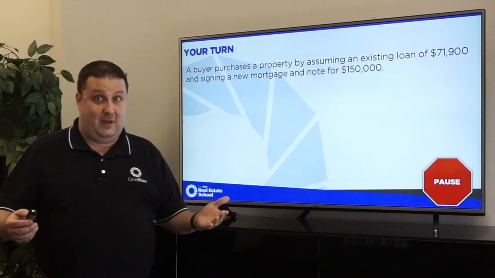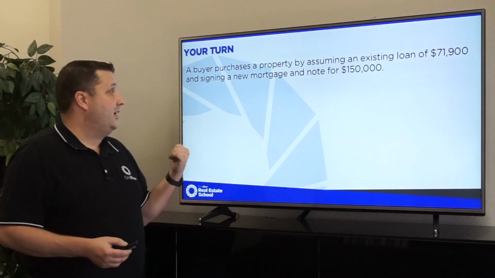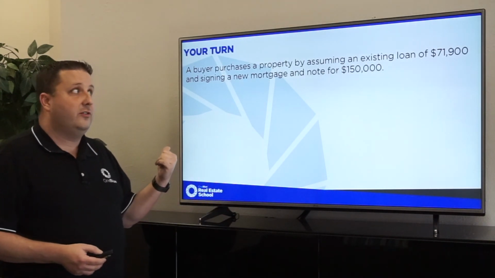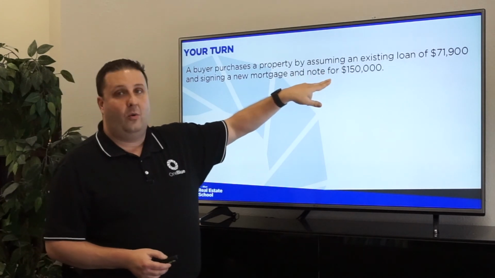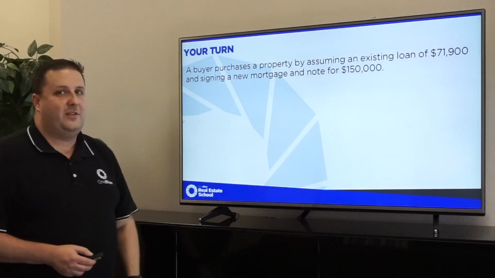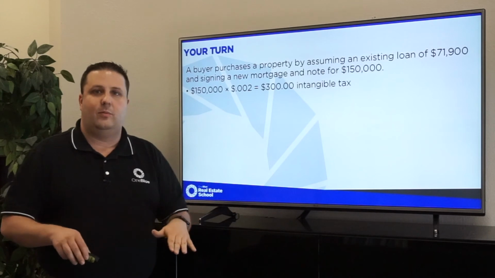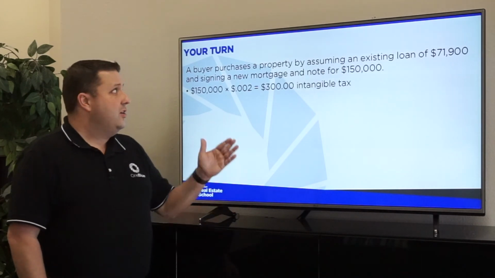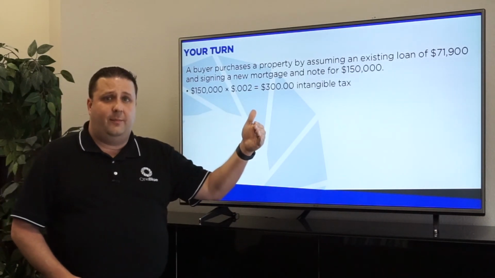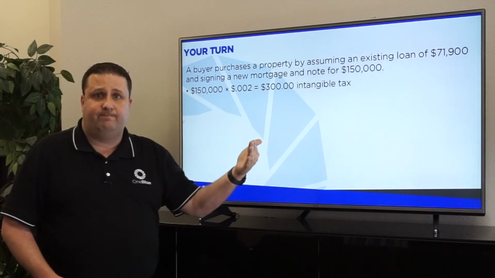Welcome back. Have an answer? Let's take a look. Which one do we use? The $71,900 or the $150,000? If you said the $150,000, you're smart. Times 0.002, $300 intangible tax. Bada bing, bada bang, bada boom. We're done. All right? So that is all three steps that you have to worry about.